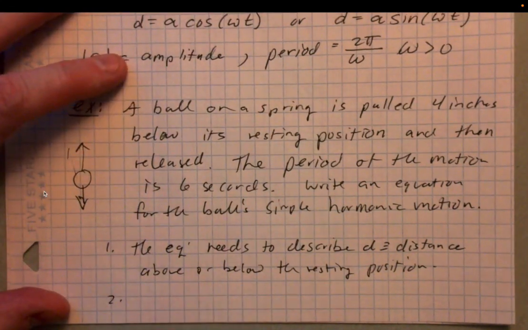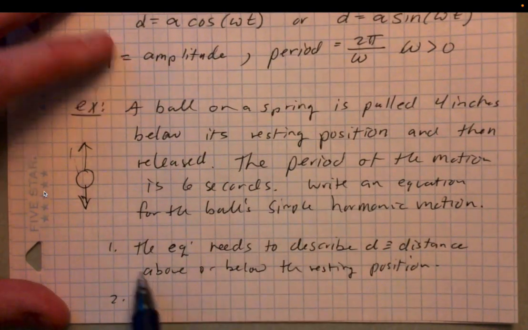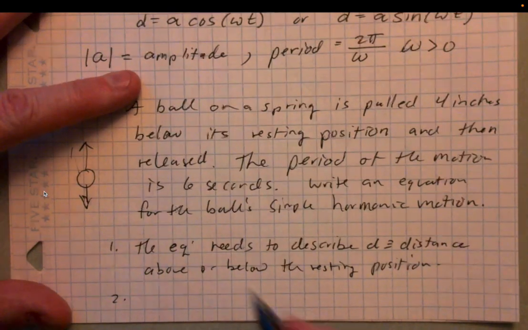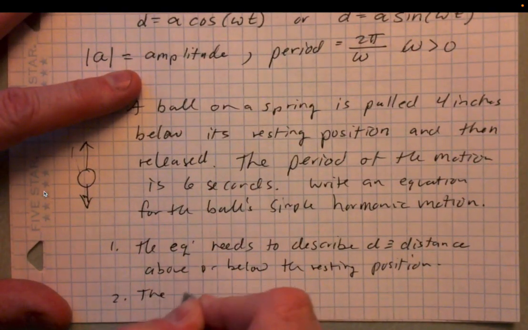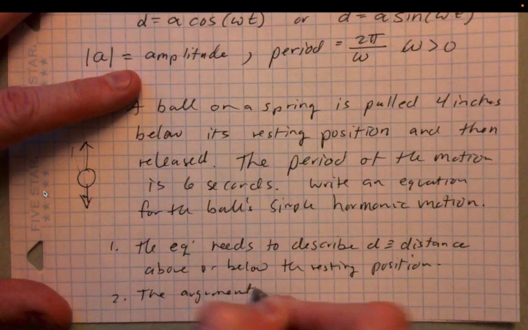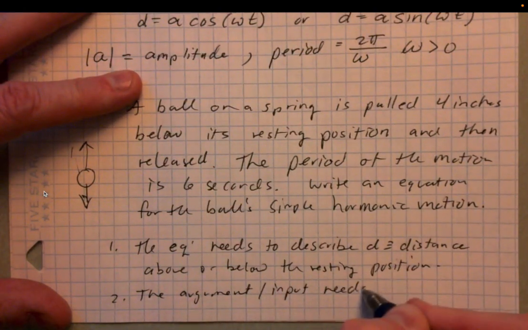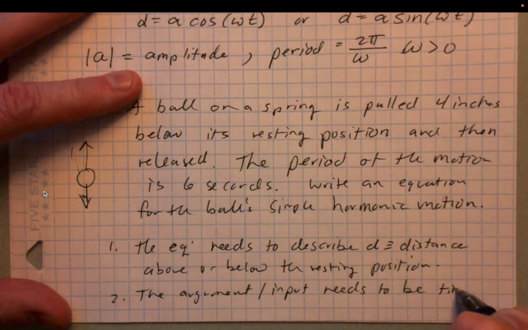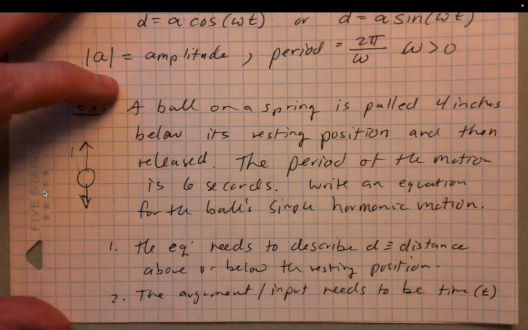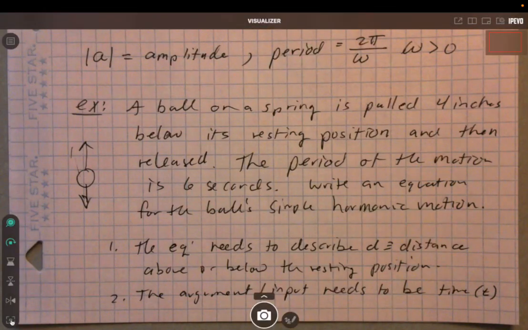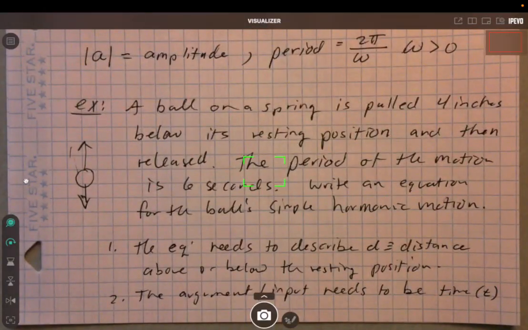The second thing related to that is that the input to the equation needs to be t, or time. So the argument, the input, however you want to think about it, needs to be time, which we'll denote with t.